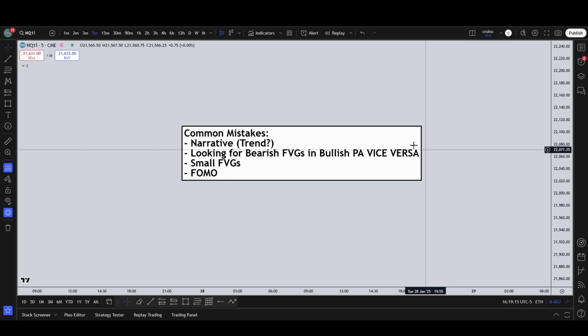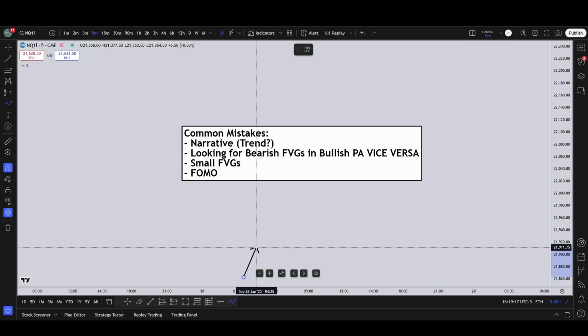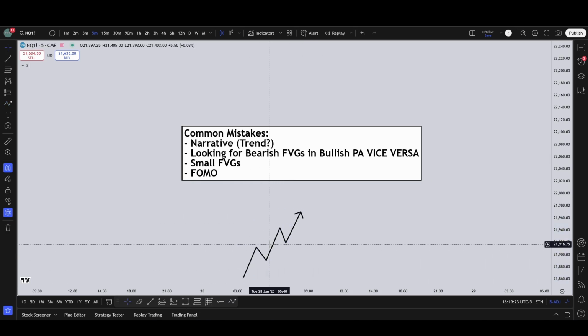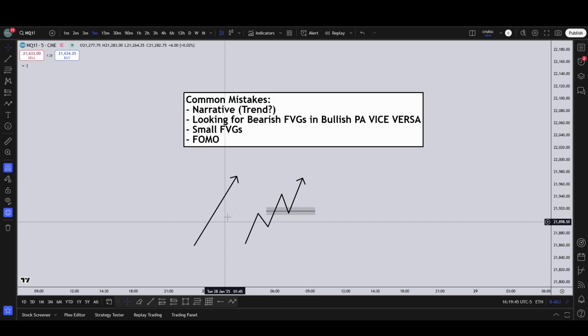Let's say our trend is bullish, right? And now I'm looking for a trade. Am I going to be looking for a bearish fair value gap in this price action right here? Or am I going to be looking for a bullish fair value gap in this price action here to go higher? Obviously, if our price action is bullish going up, I'm going to be looking for a fair value gap that I can use as support rather than resistance to go lower.